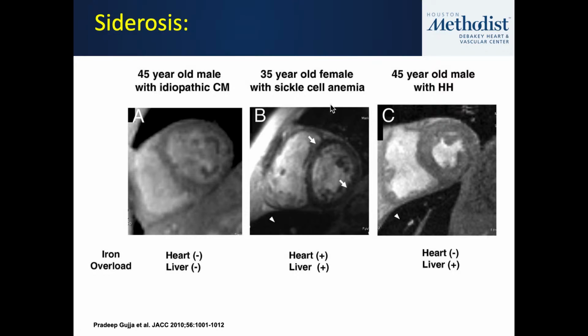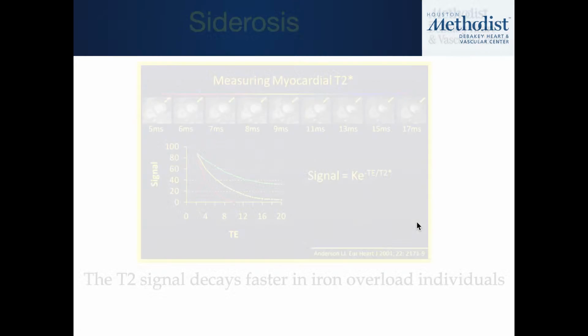This patient in the middle here is a 35-year-old woman who has a history of sickle cell anemia. In this patient, the heart showed evidence of iron overload, and in addition, liver mapping also showed evidence of iron overload within the liver as well. Compare that to this third patient on the right here, who has normal iron content within the heart, but abnormal iron content within the liver.